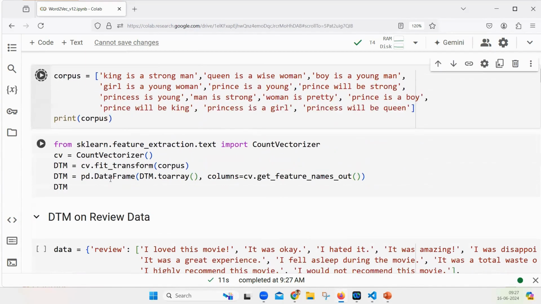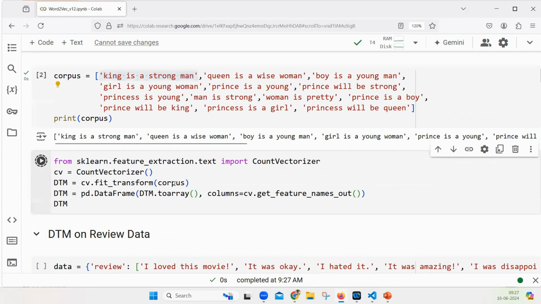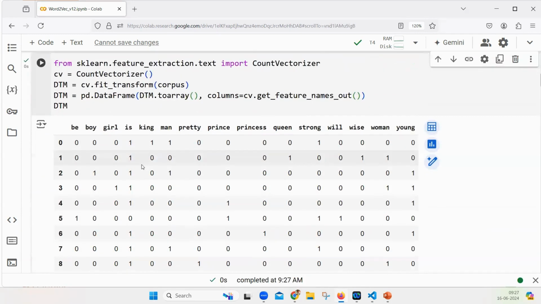So this is a corpus. Corpus is a collection of documents. A document is one particular entry. And then when I created the document term matrix, it looks like this.